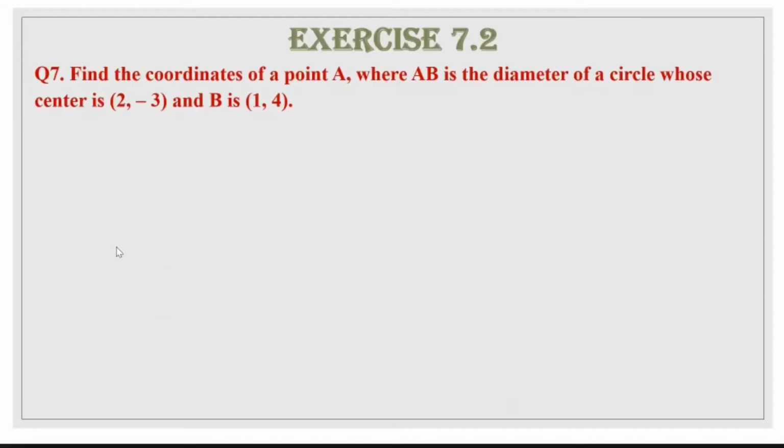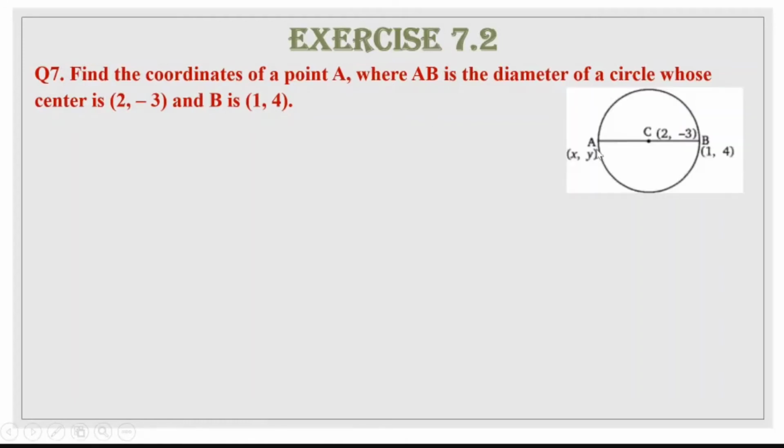Let us take up the seventh question. Find the coordinates of point A where AB is the diameter of the circle whose center is (2, -3) and B is (1, 4). So what do I have? I have a circle with the center as (2, -3). Endpoints of the diameter are A and B. B's coordinates are (1, 4). I need to find out the coordinates of point A.